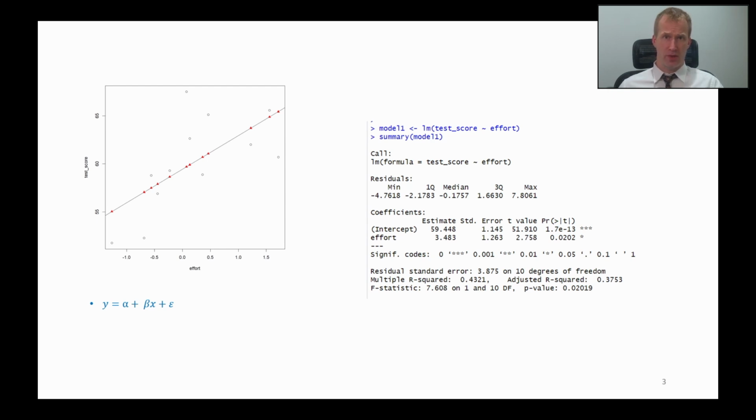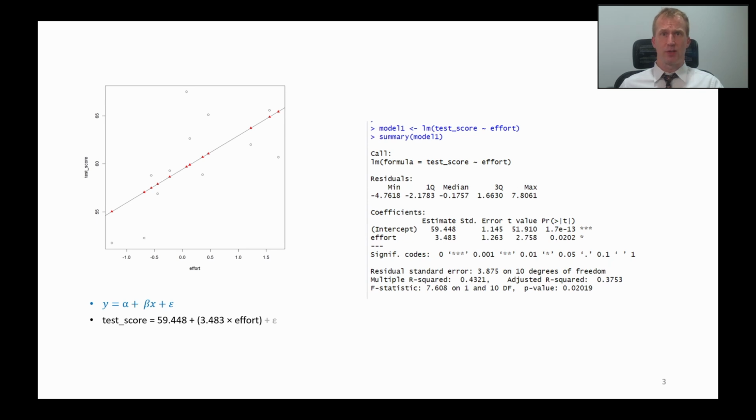No matter whether you are at the bottom of the range of effort or the top, there is a constant relationship between effort and test score. The straight line means that wherever you are, if effort increases by 1 unit, then we would expect an increase in test score by the same amount, which is 3.483 units.